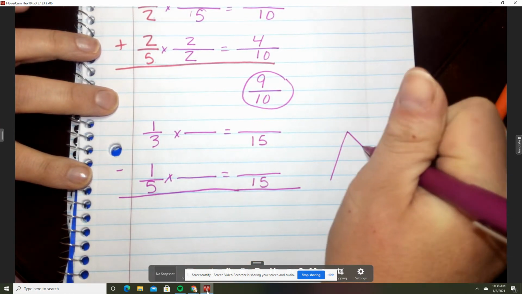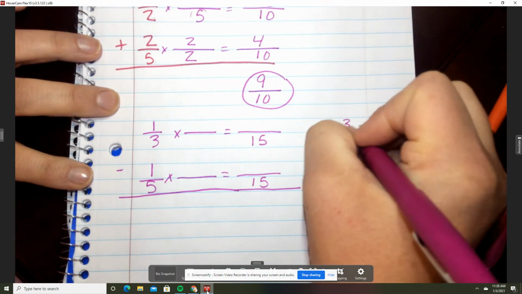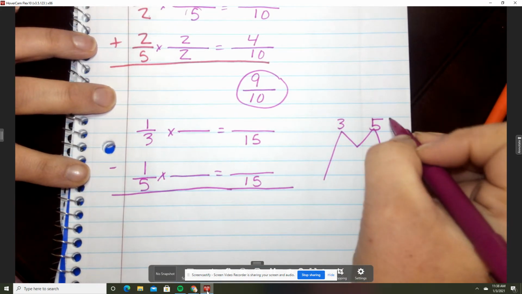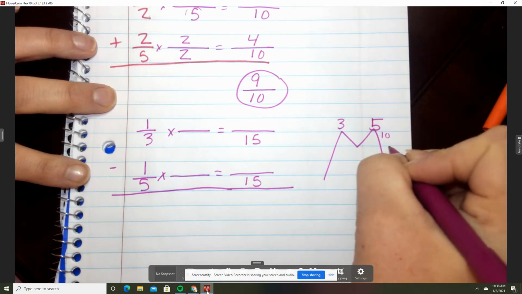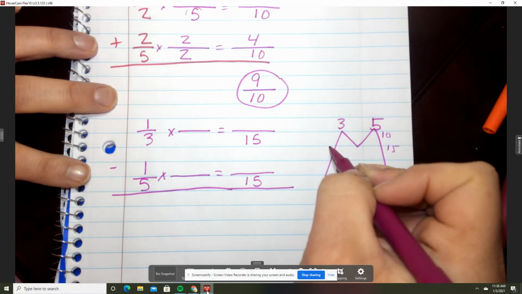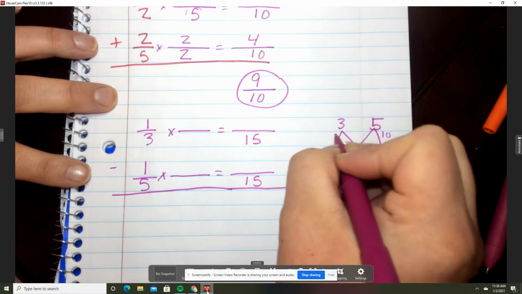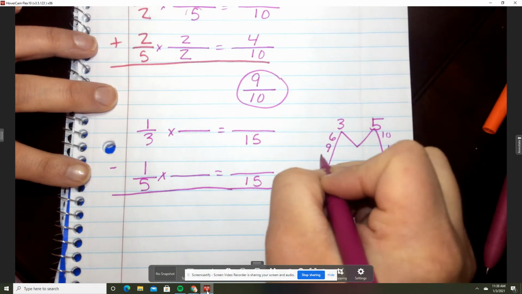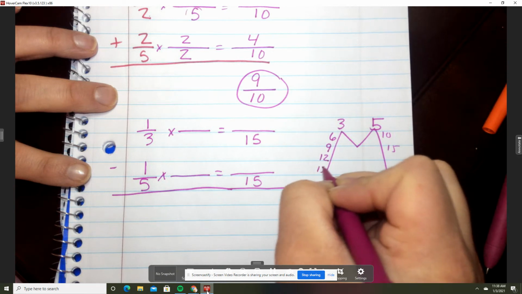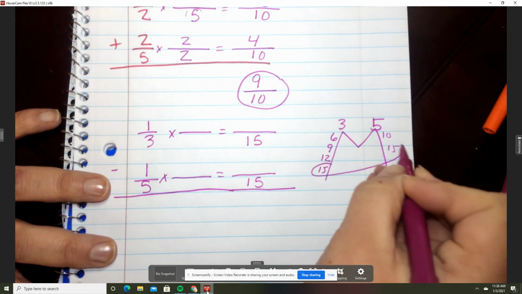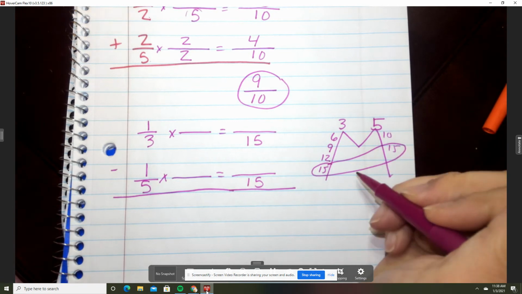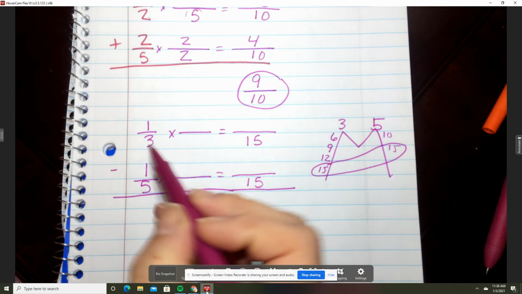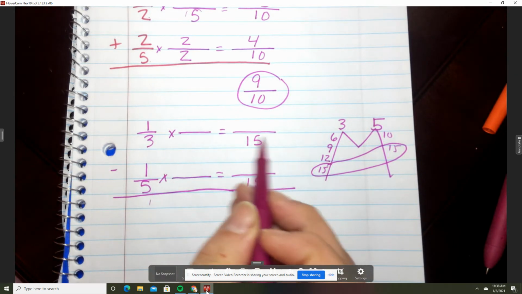You can also draw your M like we've been doing and put 3 and 5, and then come up with the multiples. 5 times 1 is 5, 5 times 2 is 10, 5 times 3 is 15. And then do the same on the other side: 3 times 1 is 3, 3 times 2 is 6, 3 times 3 is 9, 3 times 4 is 12, 3 times 5 is 15. So 15 would be the common denominator, the lowest common multiple. But you can always just multiply the two denominators and get the new denominator.